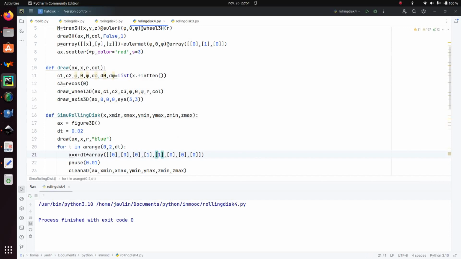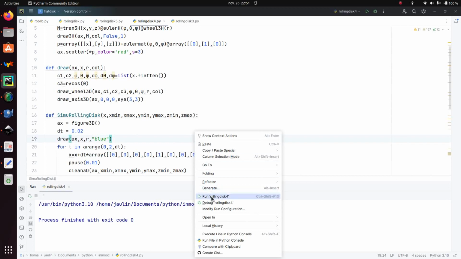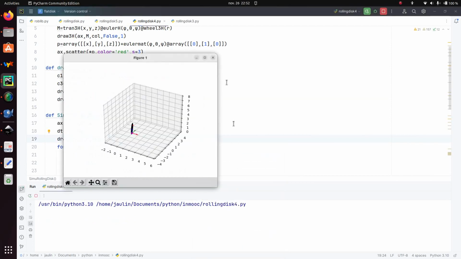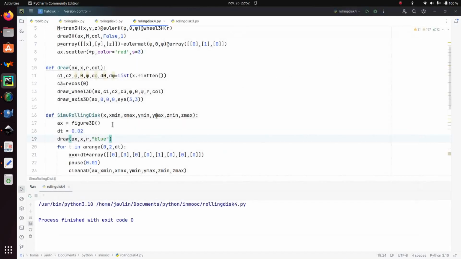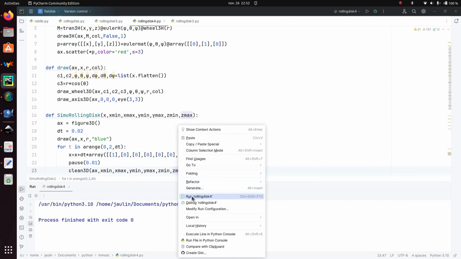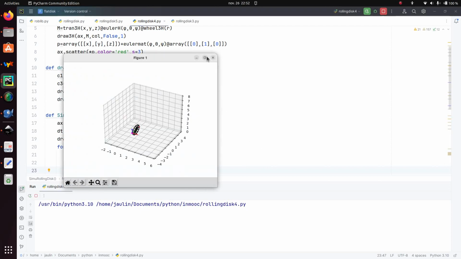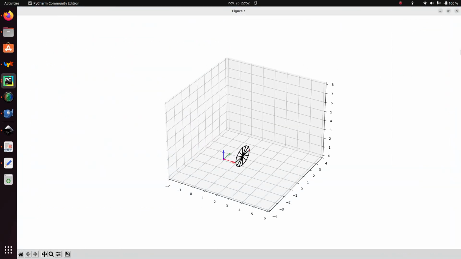The last Euler angle corresponding to the heading looks okay also. Here I just change the center. Looks okay also, and so on.